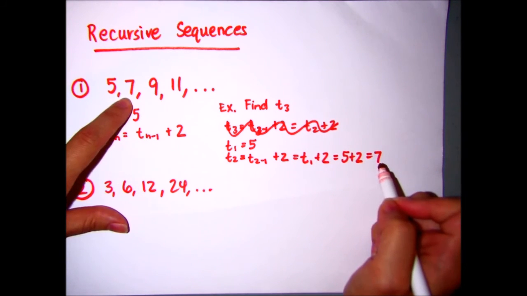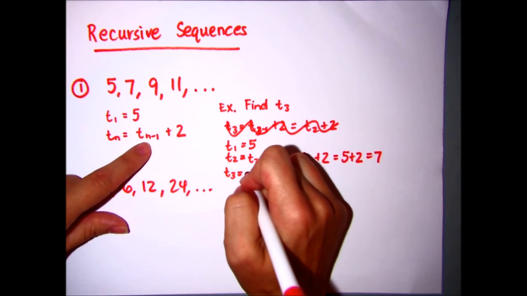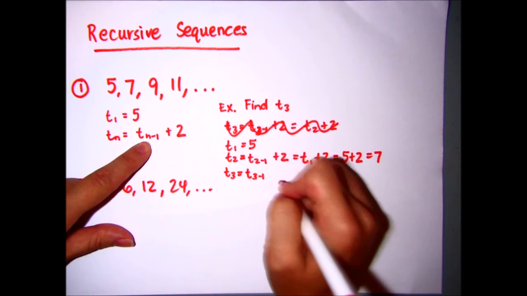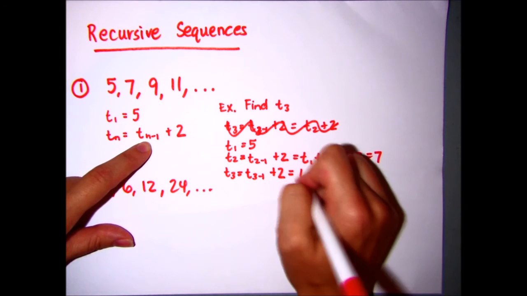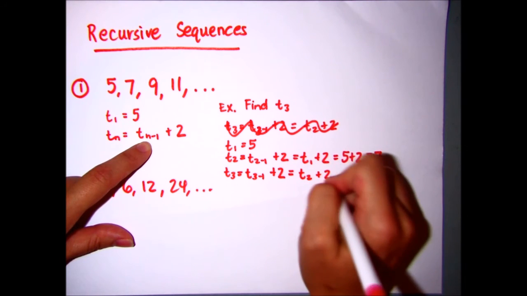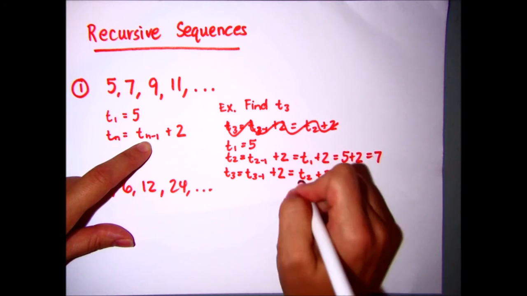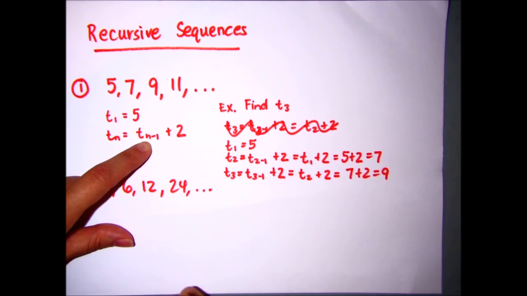You can see that up here. Now we can find term 3. That's equal to, using this formula again, 3 minus 1, and then we're still going to add 2. So when we simplify that, that gives us term 2 plus 2. Well, now we know the value of term 2. Term 2 is 7, so 7 plus 2 is 9. So there's our final answer.